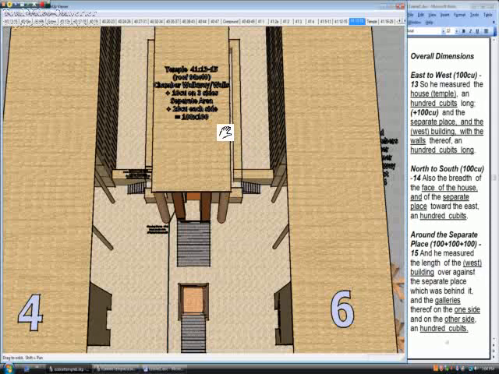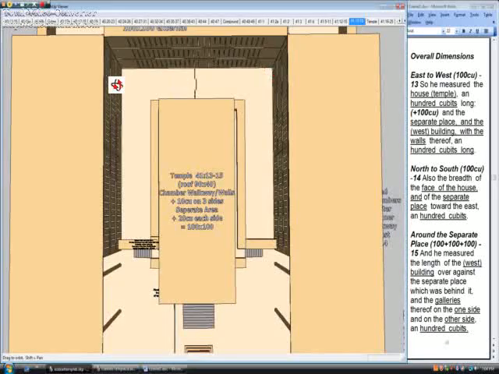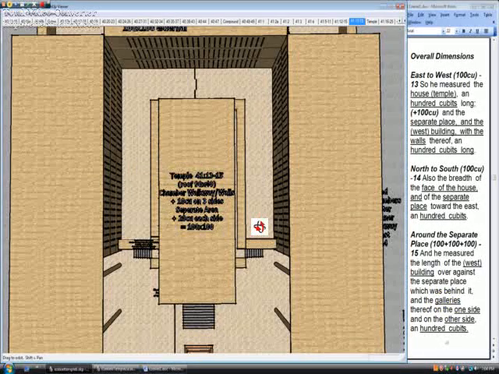And then he measures the separate place along the west building this way, and the separate place along the galleries on both sides. We haven't looked at the galleries yet, but it's 100 here and 100 here.